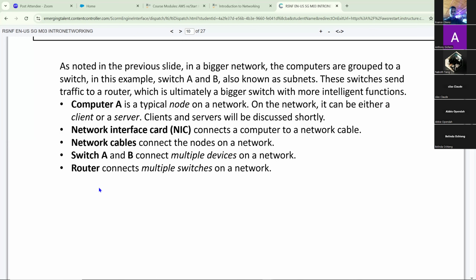Yeah, switch A and B connect multiple devices on a network. So that's the work of a switch. And then we say routers connect multiple switches on a network. So that's about that.